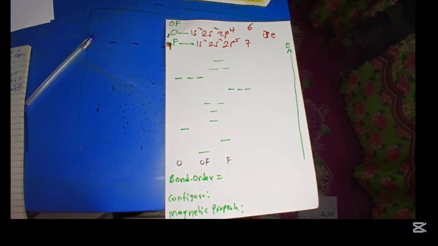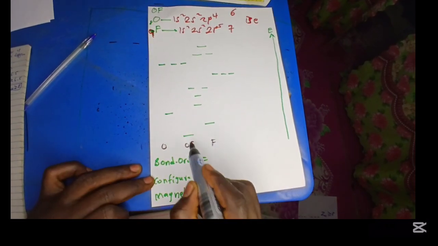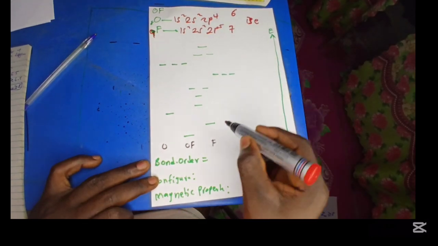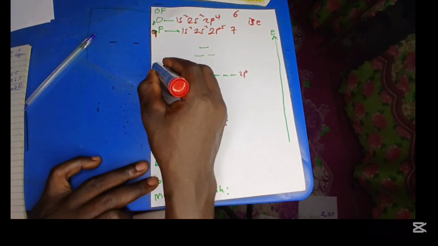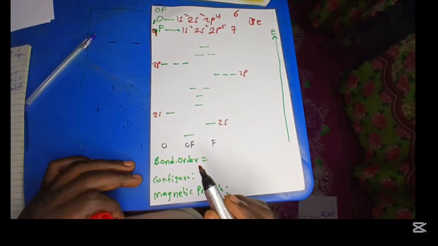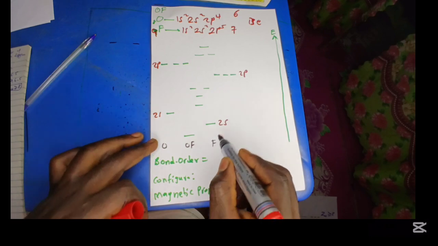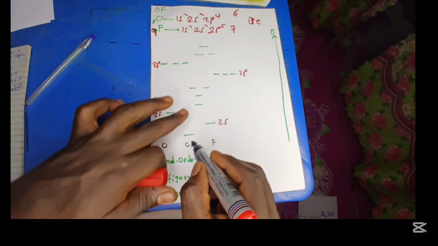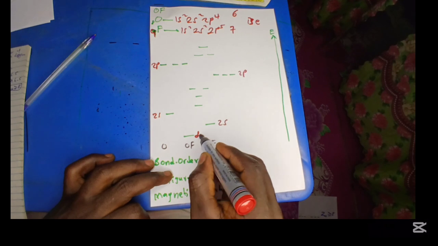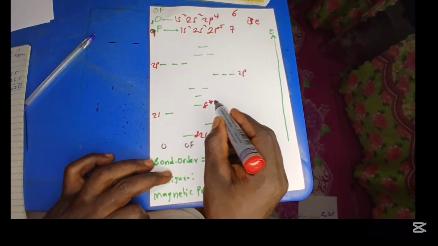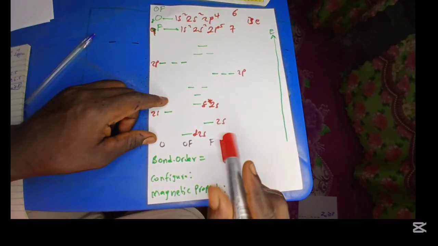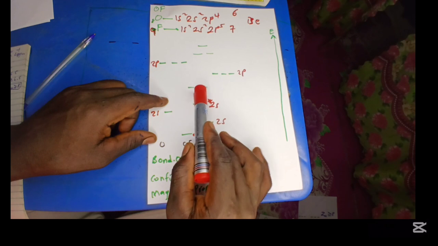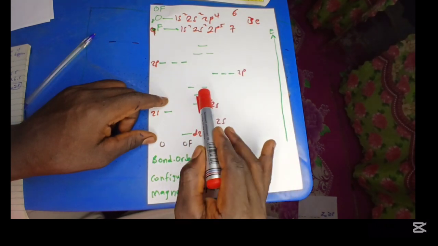I already drew the molecular diagram, so we have to label it and then start filling. Oxygen, fluorine, and their molecular orbitals will be in the middle. For fluorine, we have the 2s orbital and 2p orbital of fluorine. For oxygen, we have the 2s orbital and 2p orbital of oxygen. When these 2s orbitals overlap, they give us molecular orbitals: bonding, which is sigma 2s, and anti-bonding, which is sigma asterisk 2s. And I'm very sure that you know the reason why we have the sigma 2p orbital coming first.